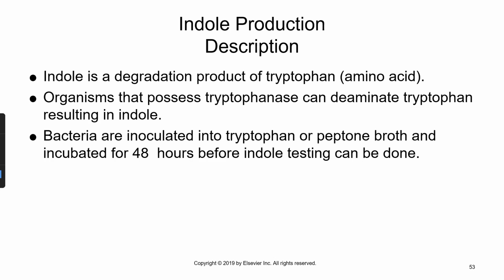Indole production. Indole is a degradation product of the amino acid tryptophan. If the organism possesses tryptophanase, it can deaminate tryptophan, resulting in indole. Bacteria are inoculated into tryptophan or peptone broth and incubated for 48 hours before the indole testing can be done.